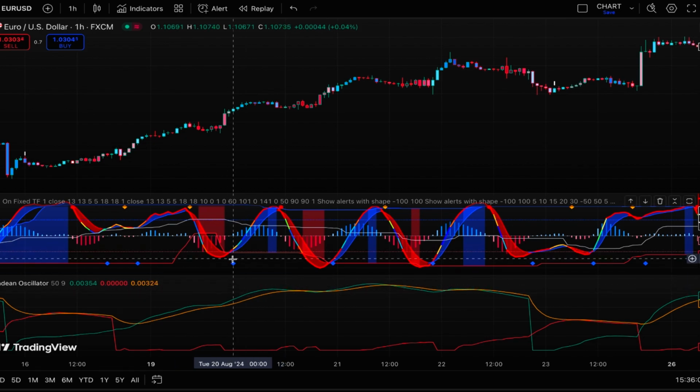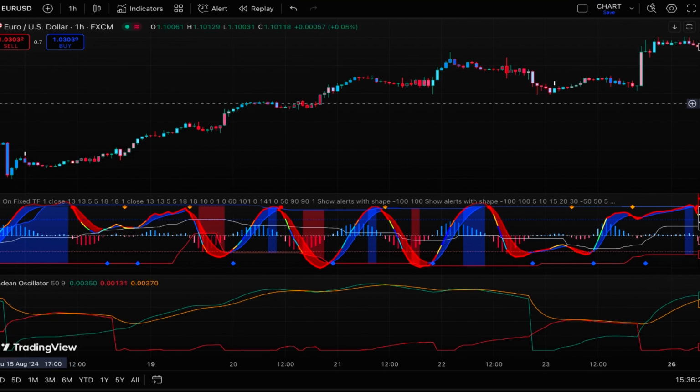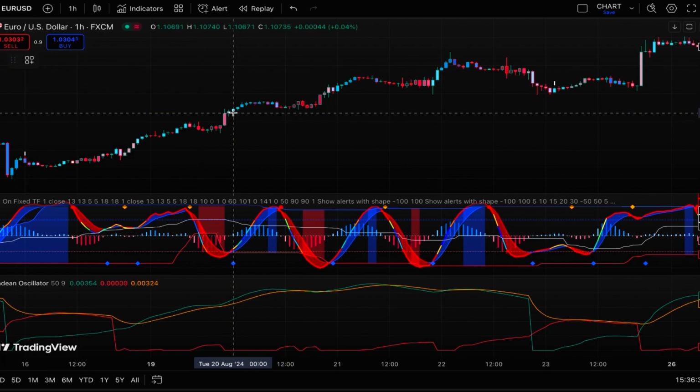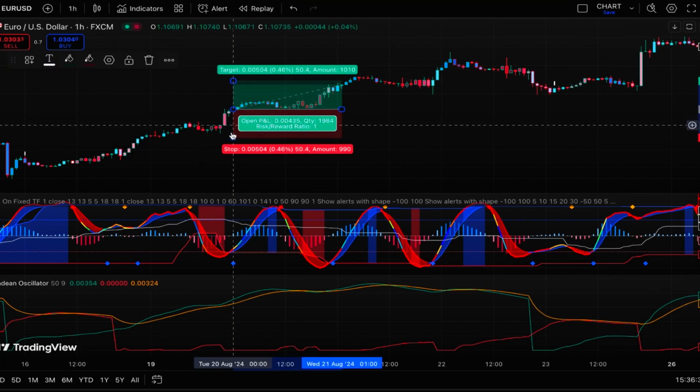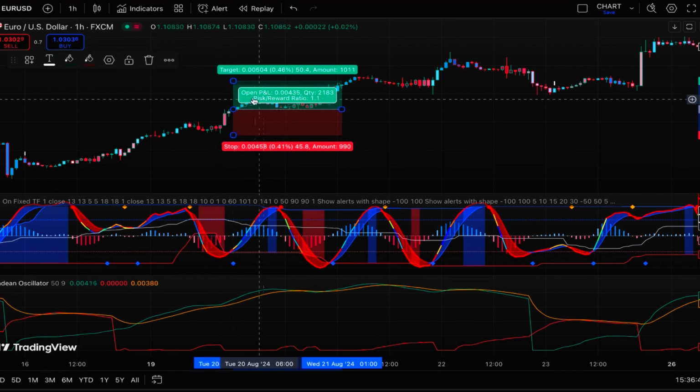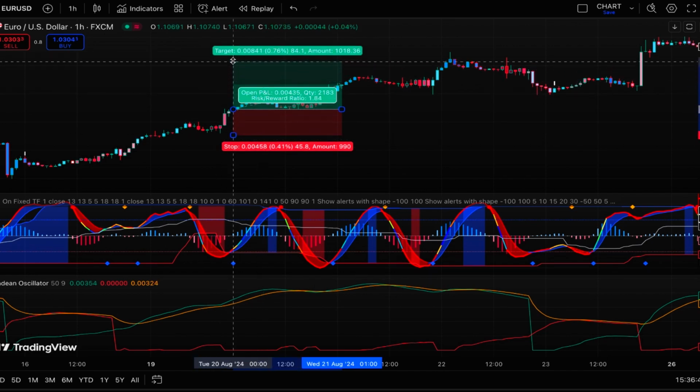This buy signal here is confirmed because the green line is above the orange line. So we can enter a long position at this point when this new candle is opened. The stop loss is below the previous swing low and the profit target at 1.5 risk to reward ratio.